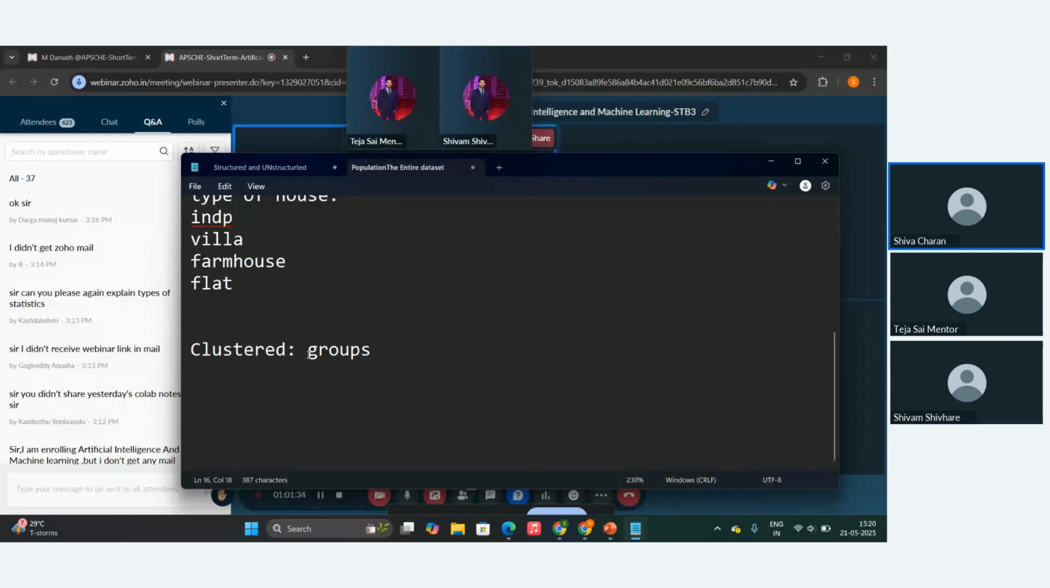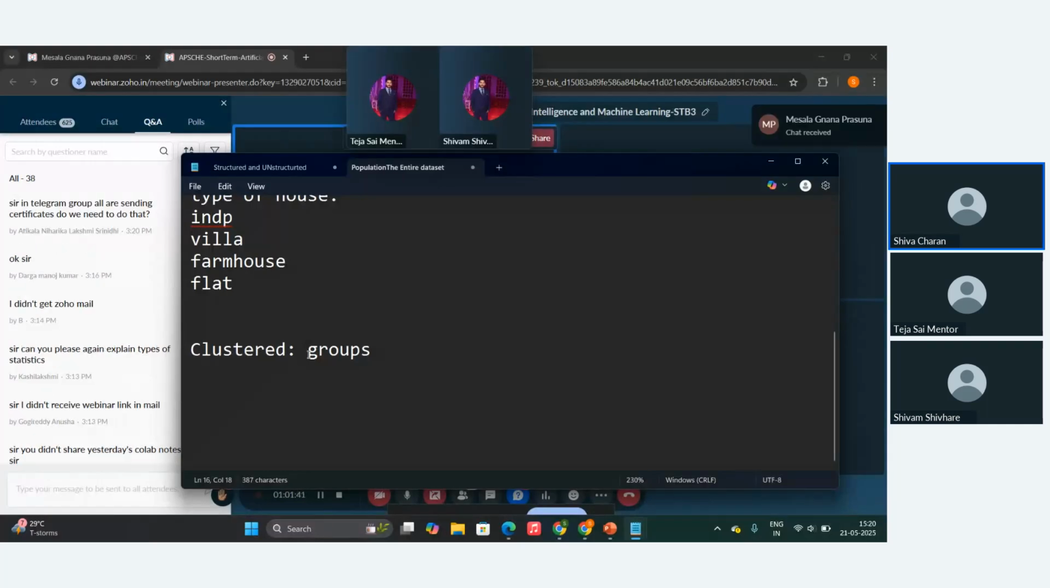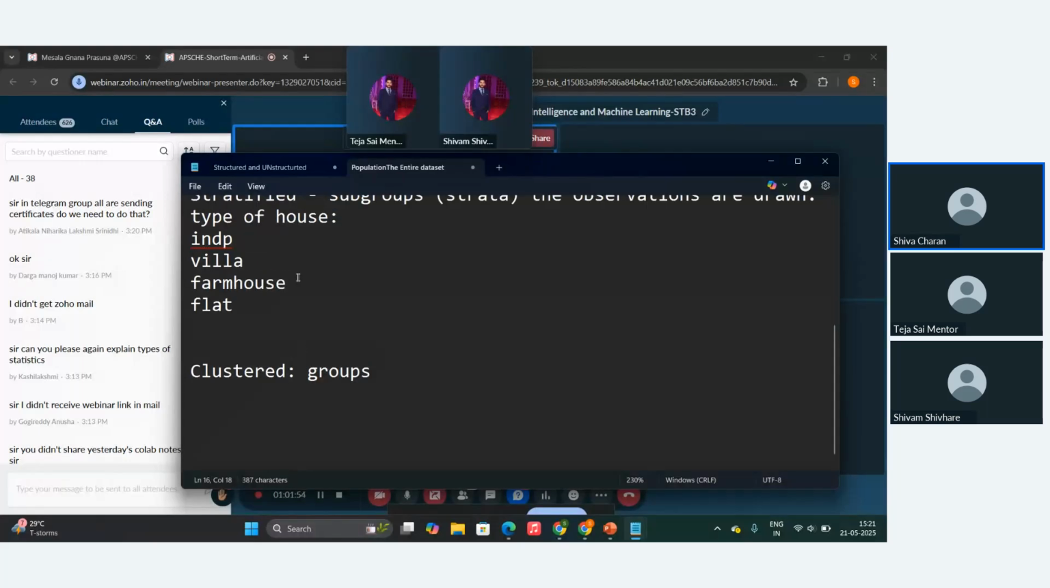So in clustered sampling, initially the data is divided into groups, and from each individual group a few data points, a few observations, are drawn. That's how we perform clustered sampling. So these are all the types of sampling. But why exactly do we need to know about these samplings?